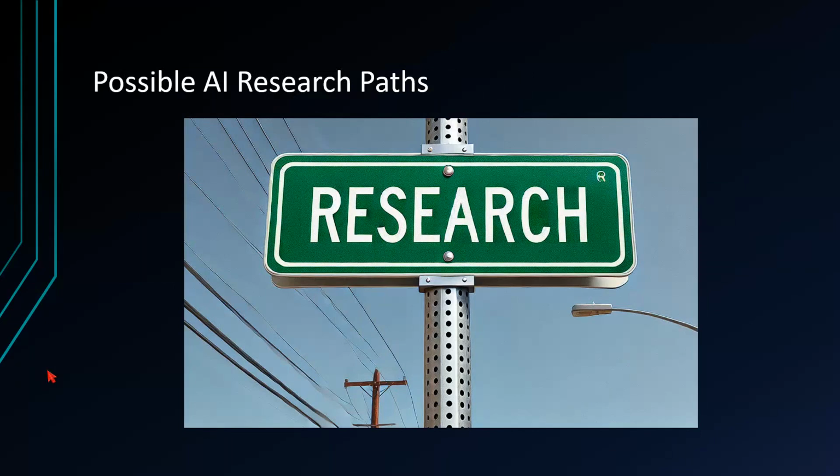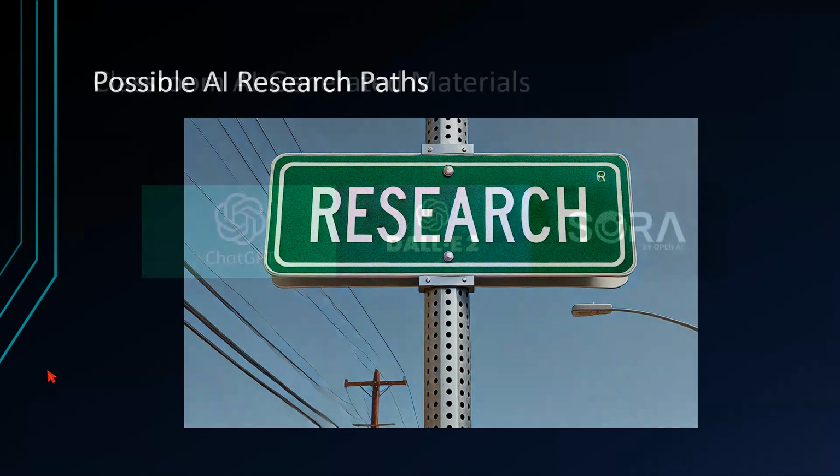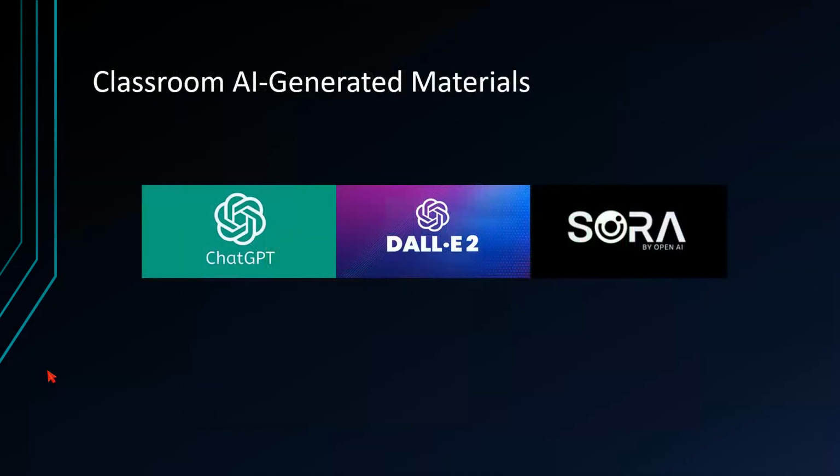Let's talk about some possible AI research paths for doctoral students. So one of the first ways that doctoral students might be able to emphasize AI is through AI generated materials. This is one possible area of research that more study could be done on.